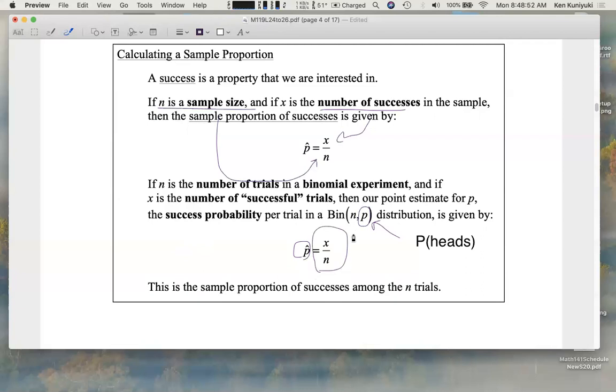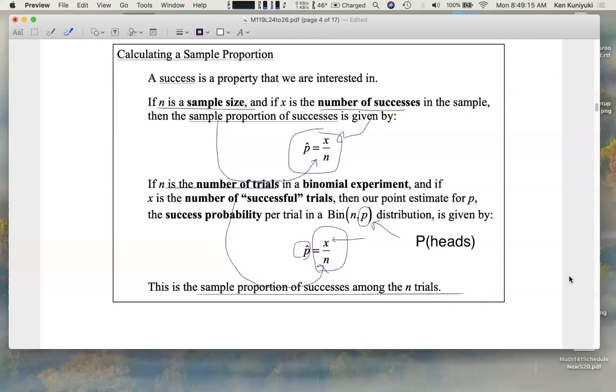Same idea as before. It's the number of successes in our experiment over the number of trials. It's the same basic idea. So this would be the sample proportion of successes among the n trials. In both cases, x over n. p hat is x over n.